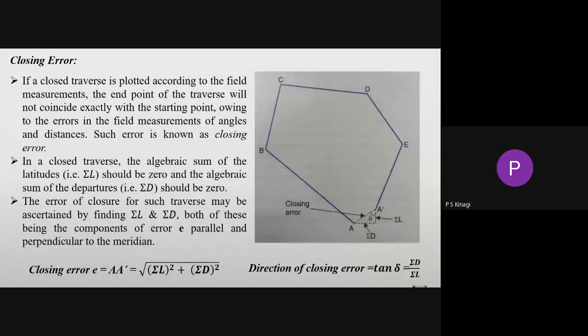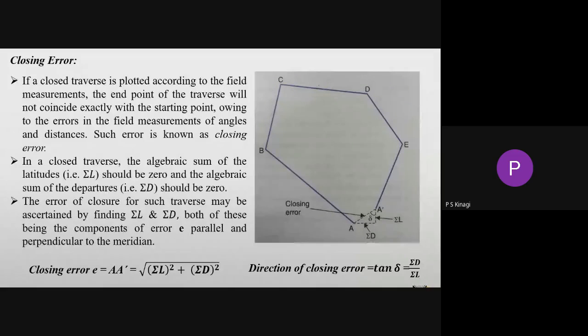Clear? It is a very simple trigonometrical relation. Formulas are there for calculation of A dash. Which formula can you use? Simple, that is the Pythagoras theorem. This is 90 degrees, so you can apply the Pythagoras theorem with respect to distances. This is A dash, this is E, summation of L and summation of D.